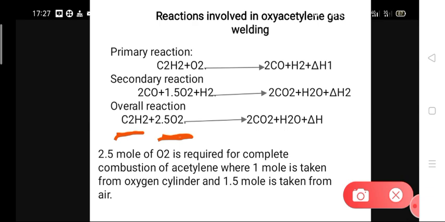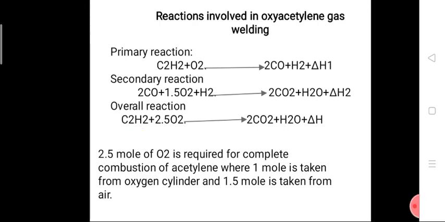So one question arises: in the welding process, will both tanks be emptied at the same time? Yes, they are emptied at the same time because the supply of both acetylene and oxygen is the same. We are taking 1 mole of oxygen from the cylinder and 1 mole of acetylene, in the same proportion. That's why during welding both tanks are emptied at the same time.